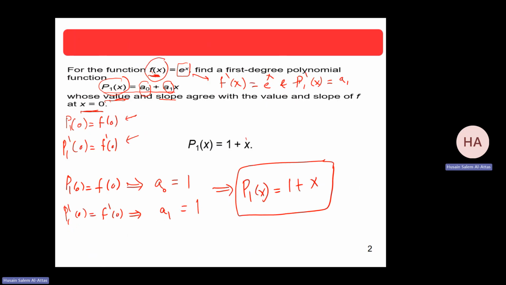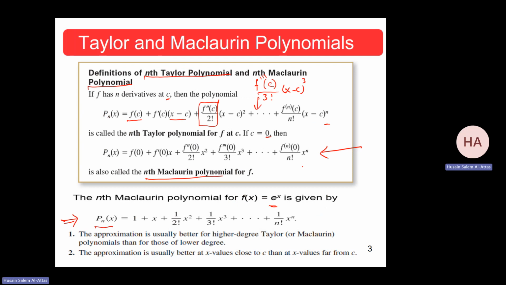So what's going on? I'm trying to approximate the function using these polynomials. Okay. And it's better as n increases. If I have a higher degree Taylor polynomial, then the approximation will be better. And also, if I check the value near c, either c equals 0 or not equal to 0.